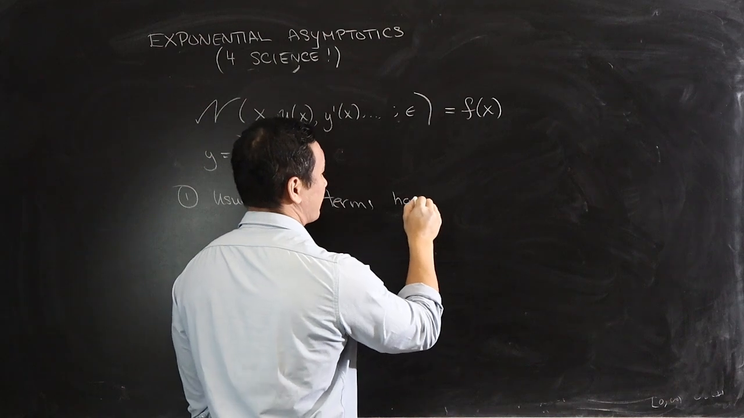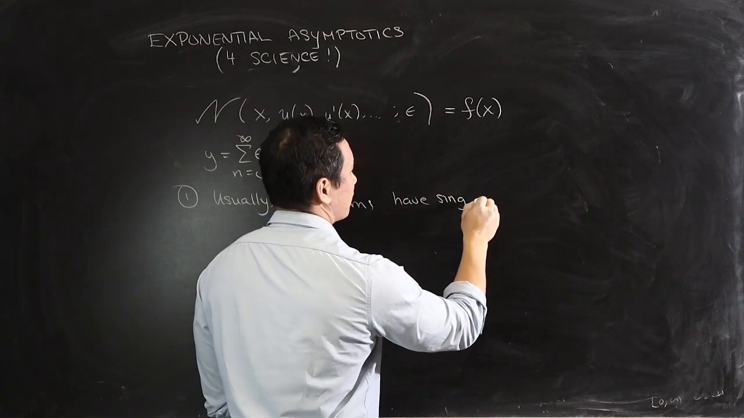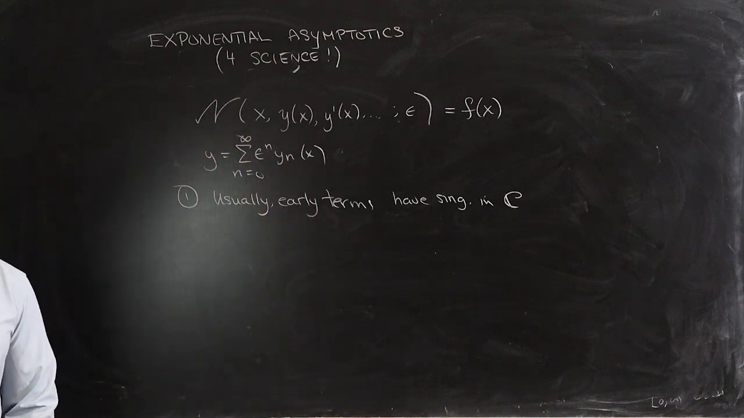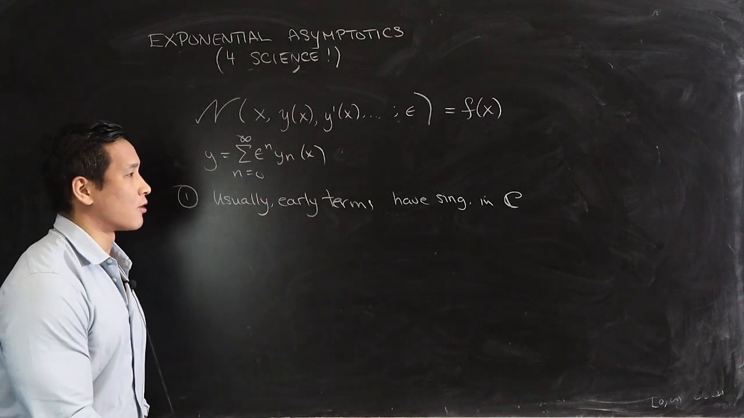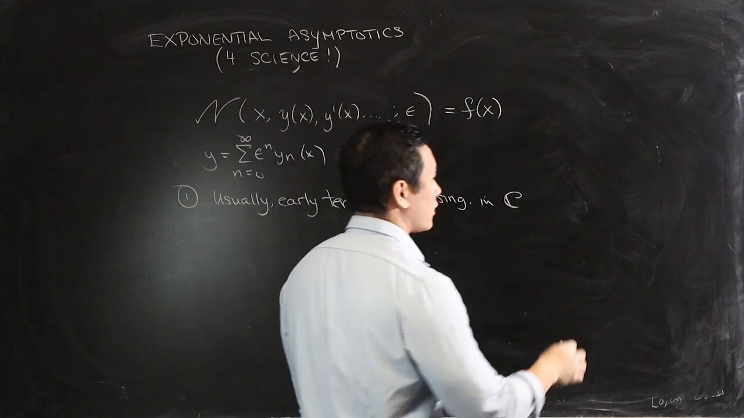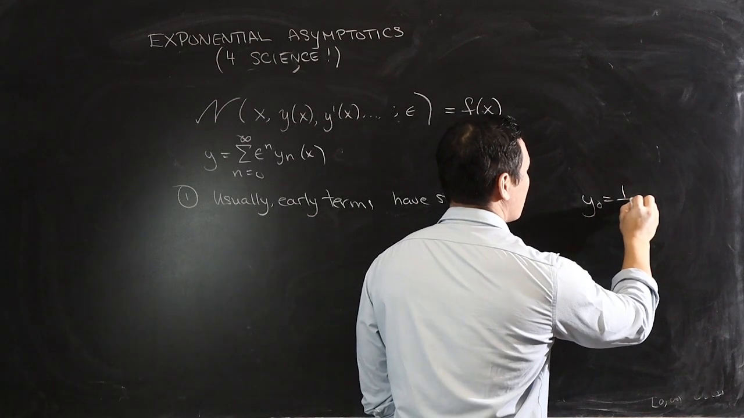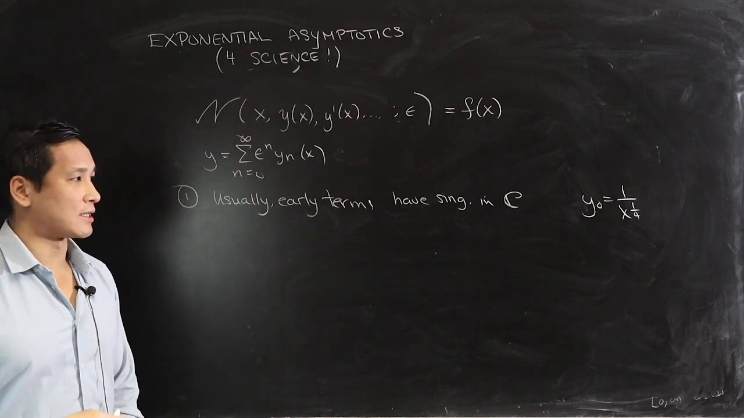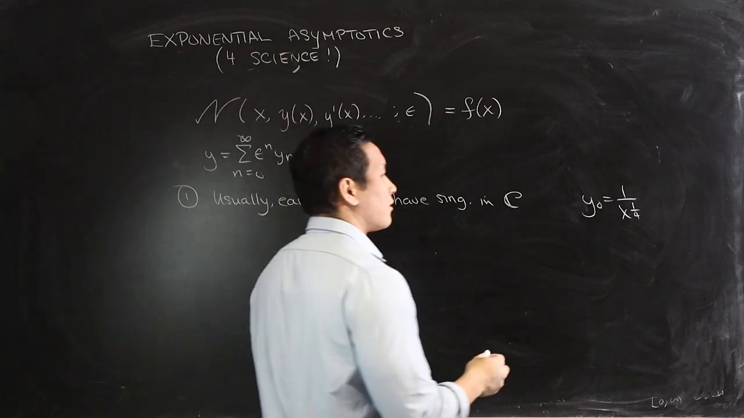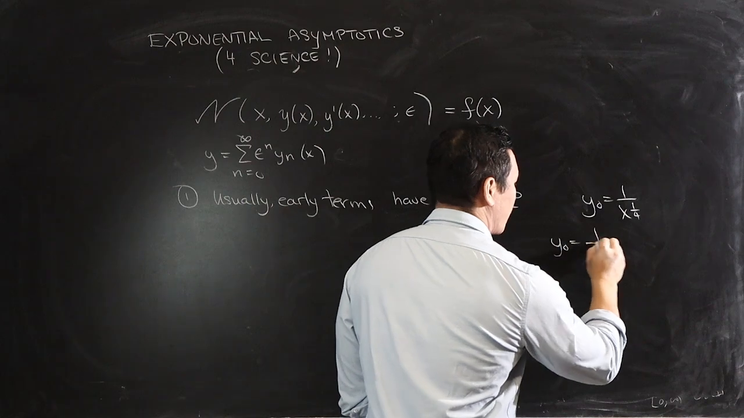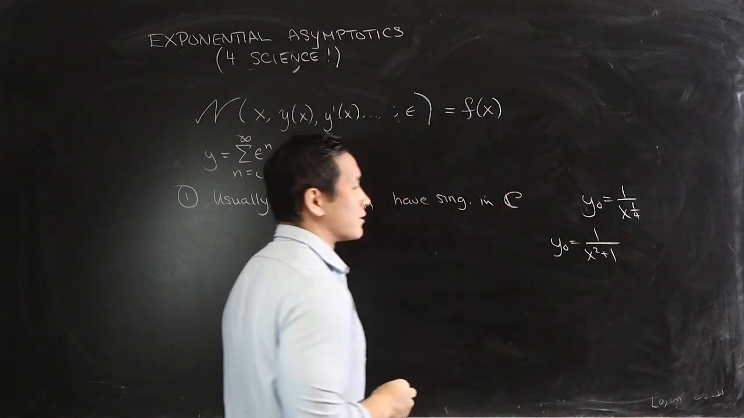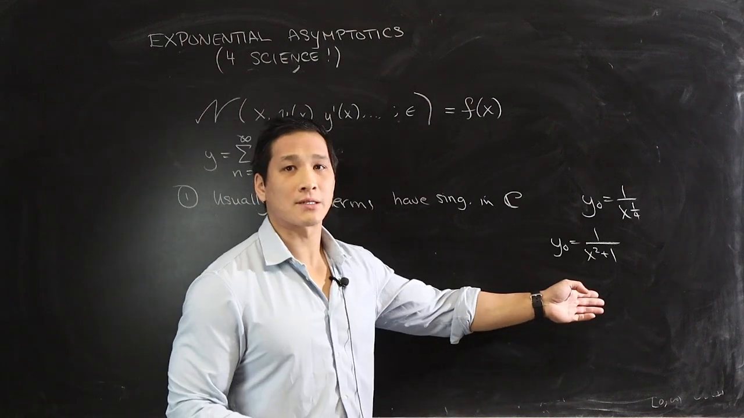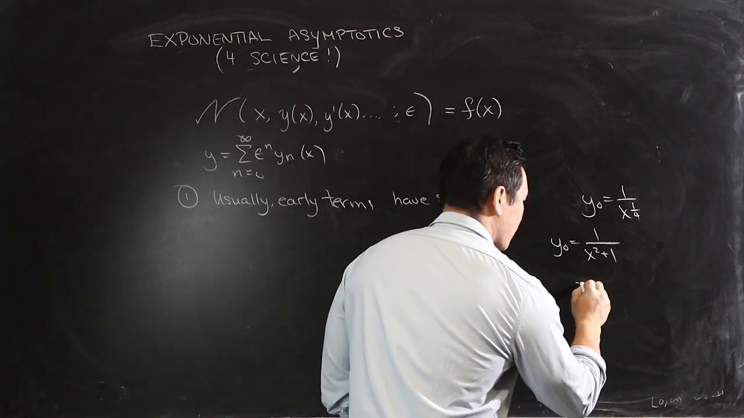Have singularities in the complex plane. Okay, so for instance, we had the example where y0 was 1 over x to the 1/4. So this is actually a singularity right at the origin, but it can be something like 1 over x squared plus 1, so that it's completely smooth along the real line, but then it's got singularities at plus or minus i. It can be a tanh function.